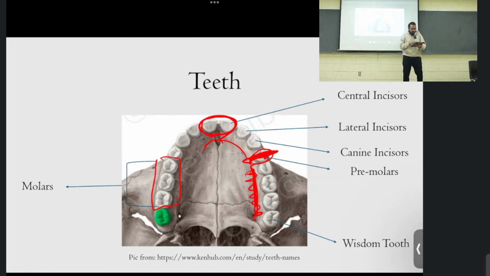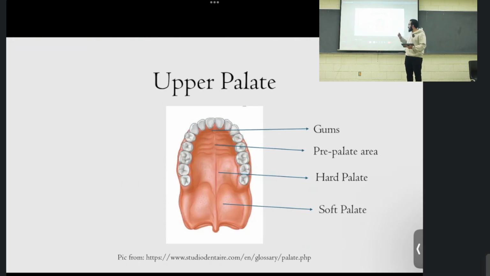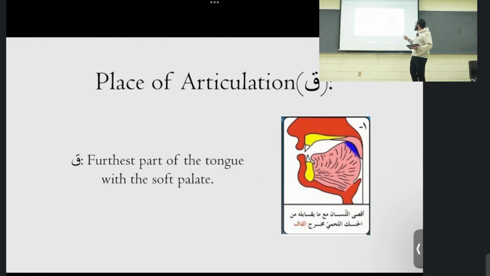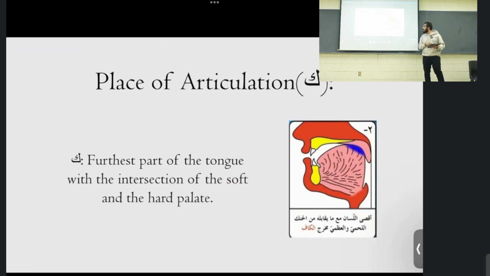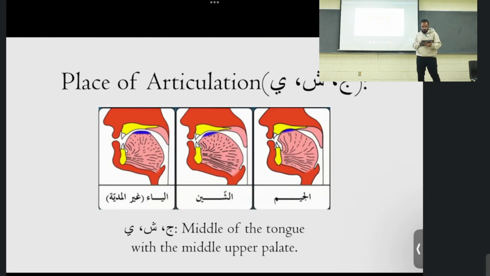Okay? Then we went out to the upper palate. We talked about the soft palate because of the qaf. We talked about the intersection of the soft and the hard. I don't know if that's actually the intersection. I think it is. And then we talked about the hard palate. And then we talked about the gums. Okay? Now, the qaf, we said, is the furthest part of the tongue with the soft palate. The qaf is the furthest part with the intersection. Then we talked about jim, sheen, and ya. Right? Jim, sheen, and ya.